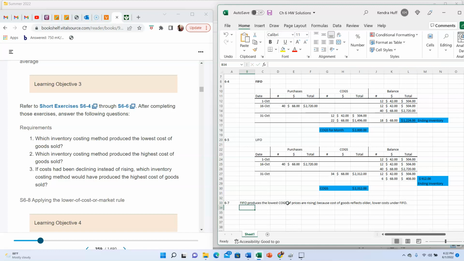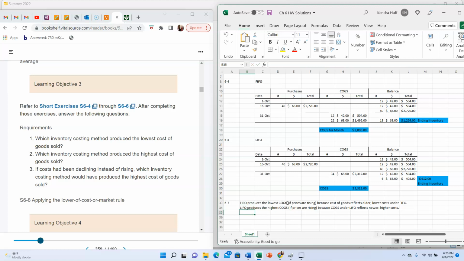Which inventory costing method produces the highest cost of goods sold? LIFO produces the highest cost of goods sold. And same thing if prices are rising. And this is because cost of goods sold under LIFO reflects newer, higher costs.